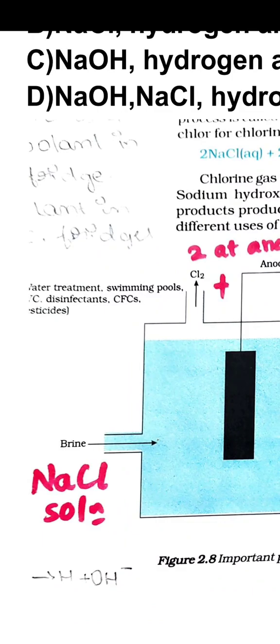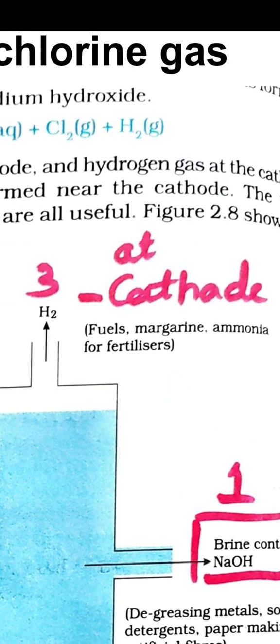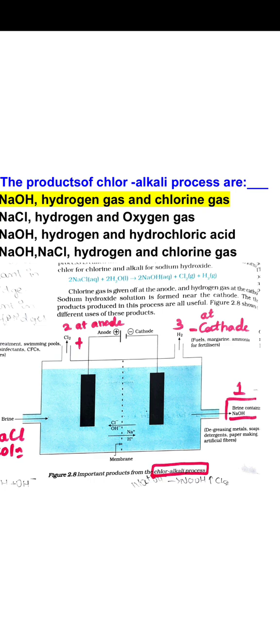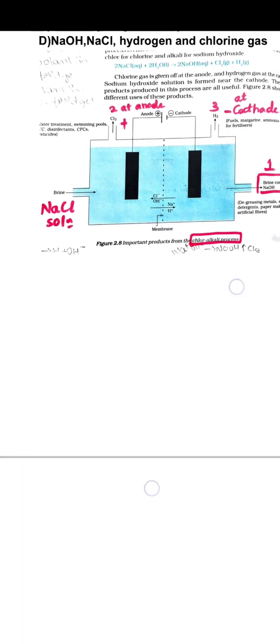It is also a raw material for chlorofluorocarbons and pesticides. At the cathode, you have the hydrogen gas coming out. That hydrogen gas is a highly inflammable gas. It is a combustive gas, so it is used as fuel. And it is also used as a raw material for the production of ammonia, chemical fertilizers and margarine. So these are the three products of sodium chloride electrolytic dissociation, that is the chloralkali process: sodium hydroxide, hydrogen gas and chlorine gas. A is the correct answer.